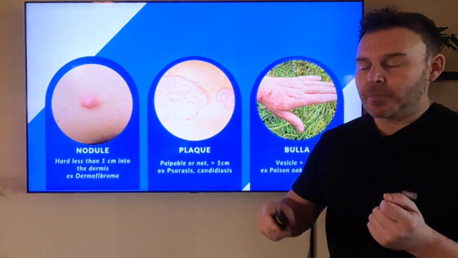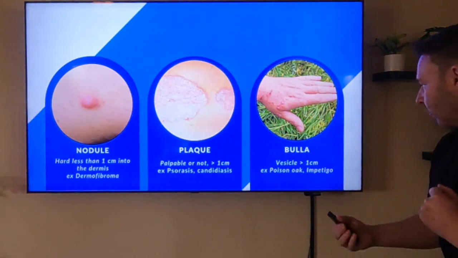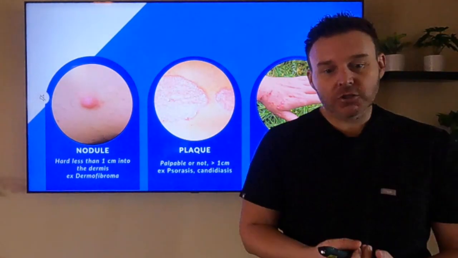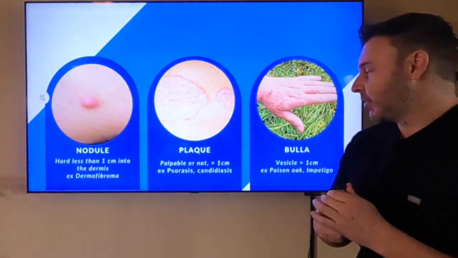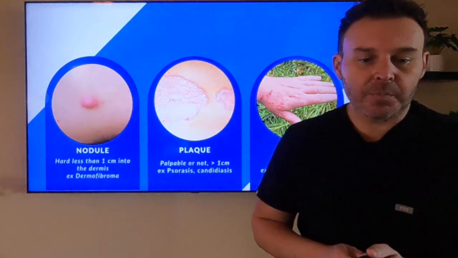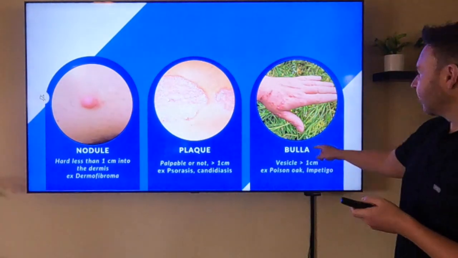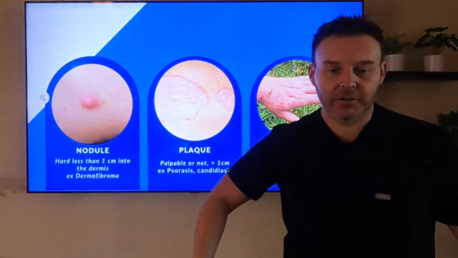Okay. The third one over here, you have a bulla, which is a vesicle that is larger than 1 centimeter. So it's going to contain some fluid, and a couple of examples might be poison oak as well. And as you can see in this photo, these are quite large, greater than 1 centimeter.